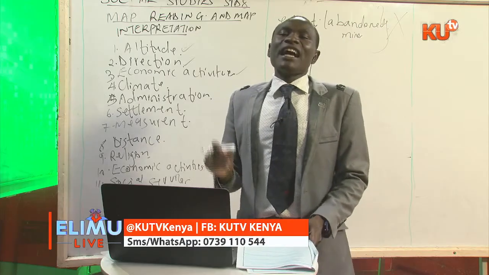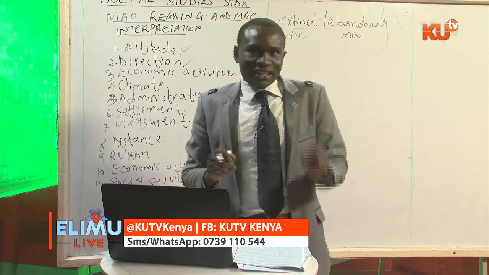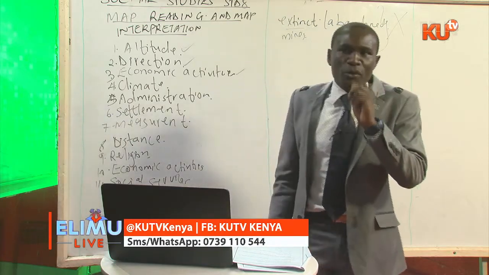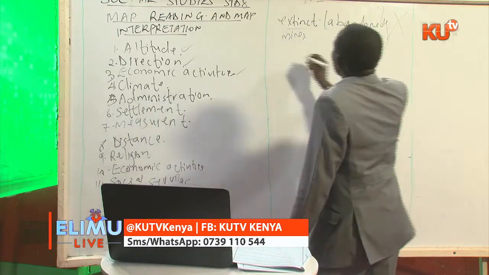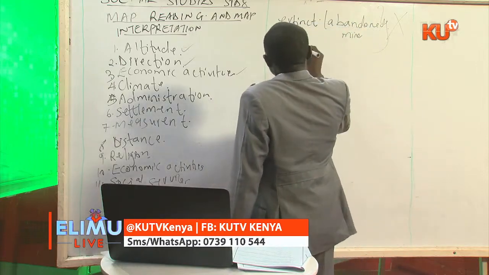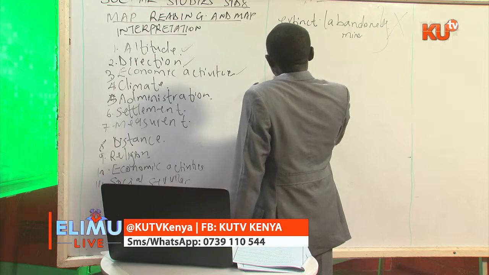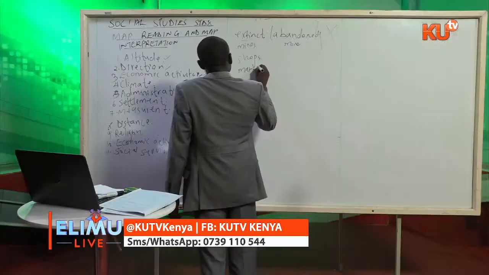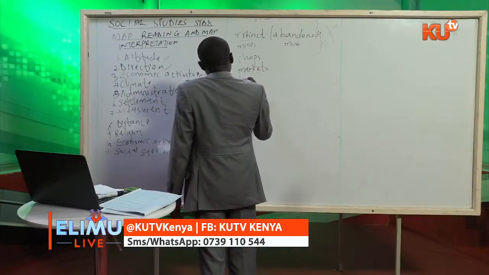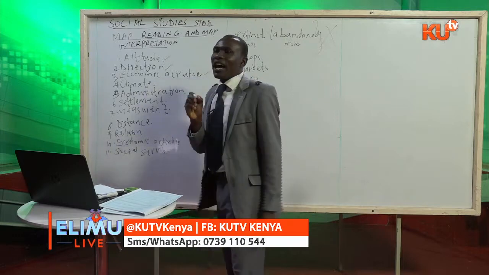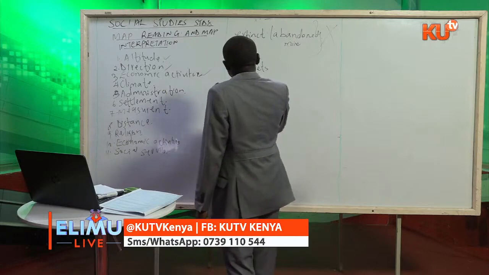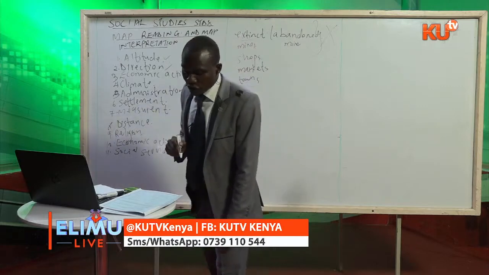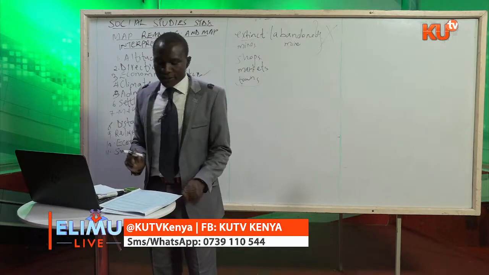What about trading as an economic activity? Trading as an economic activity on map work is indicated by 1, shops, 2, markets, and lastly, towns. Note that all towns are commercial centers. So whenever you see somewhere like a town, that is a commercial center.